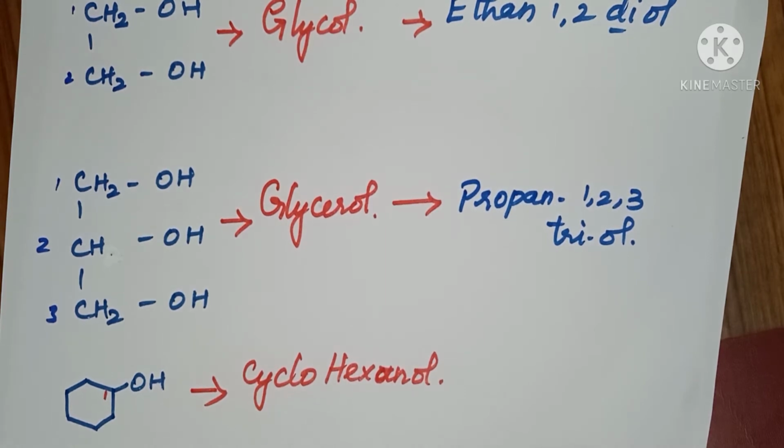Very easy. Those 3 points you remember. First thing, the functional group. Second thing, the parent chain. Third thing, the numbering. These are the 3 things. If you judge correctly, you will get the correct IUPAC name.